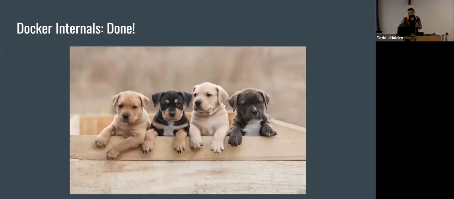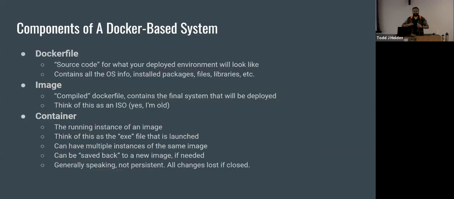Okay, so we are done with the deeper details. Now let's go into the specifics of how you use it in practice. You have three main things: one of them is the Docker file, one of them is the image, and one of them is the container. A Docker file, I like to think of as source code for what your environment is going to look like. It says what OS you will have, what files you will have, what's going to be installed, what packages, everything. But by itself, it's just a text file.